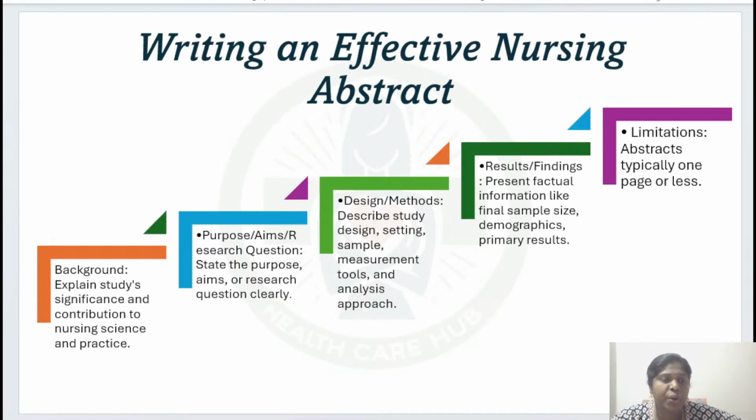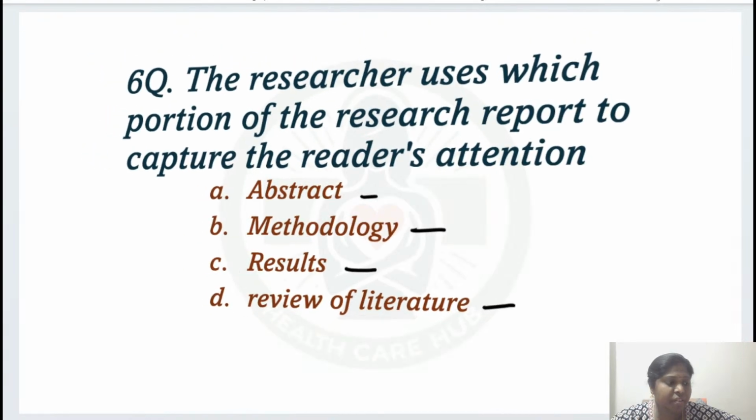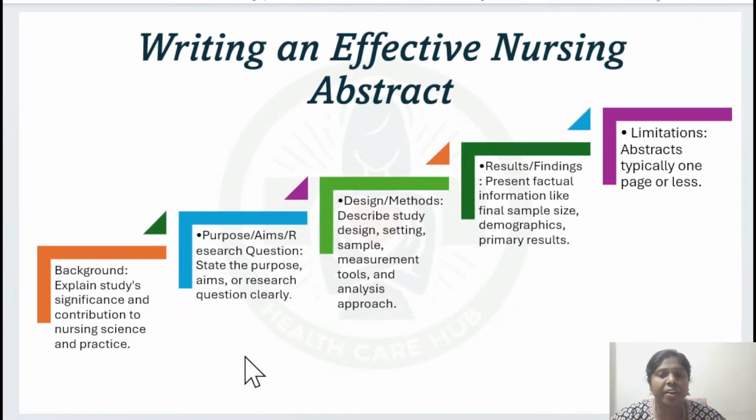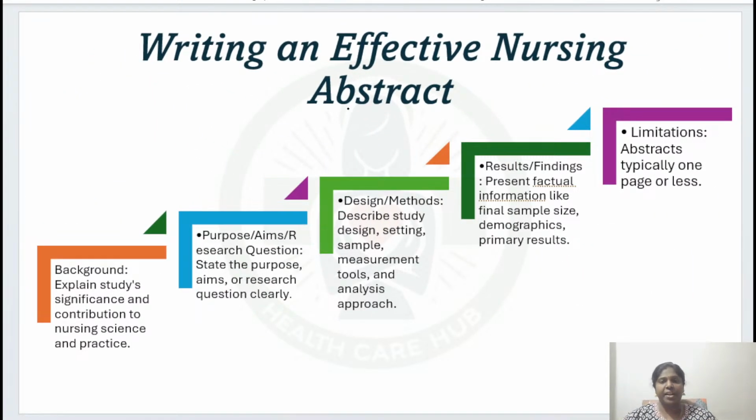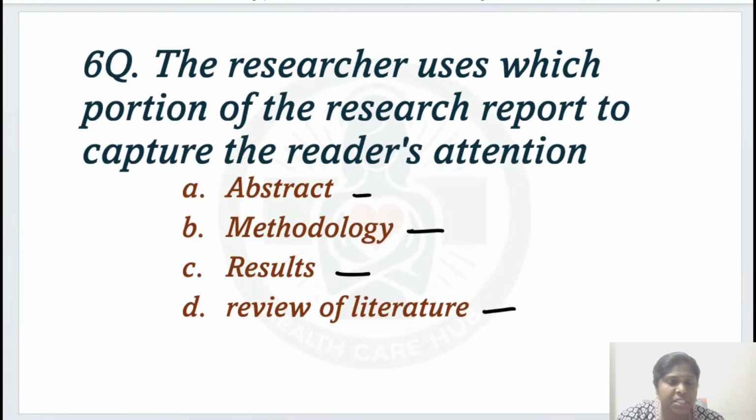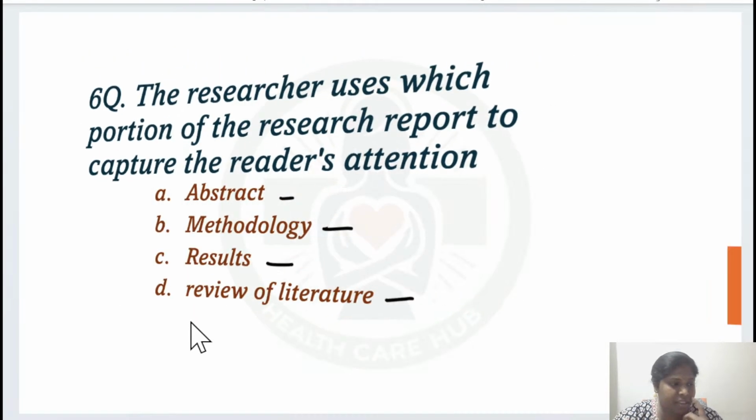See, when we want to grab the reader's attention, we will mainly focus on writing the nursing abstract. A nursing abstract is something we write once we have conducted any kind of study. So you are saying option C, results, right? But results is not the same. Results is only the final thing, ma.